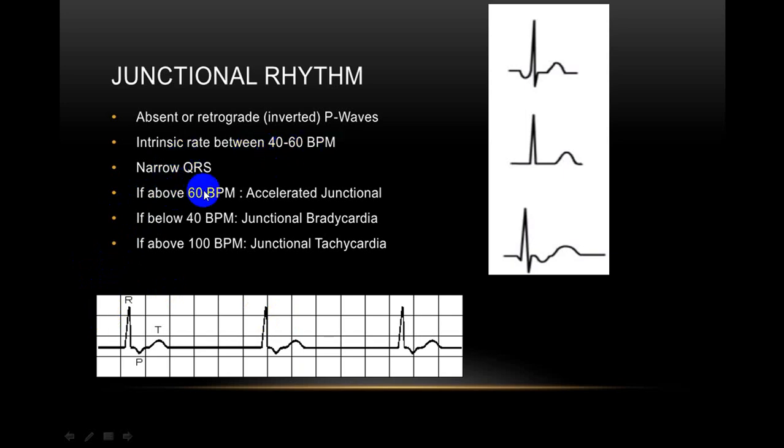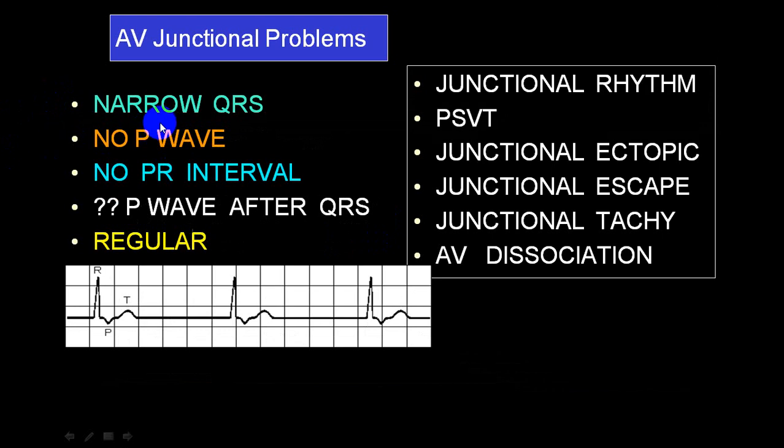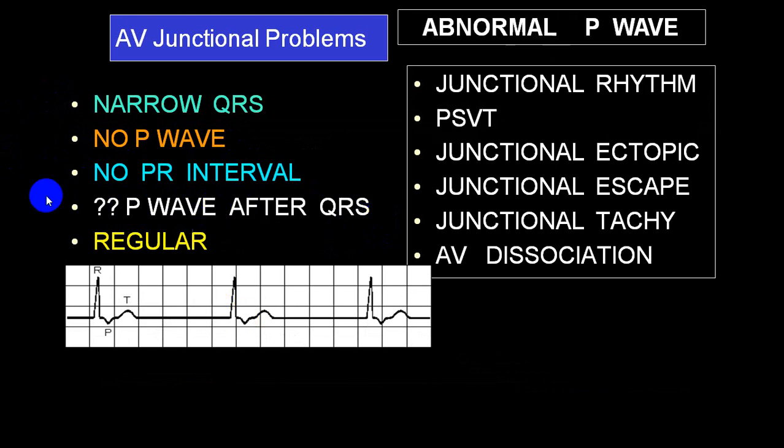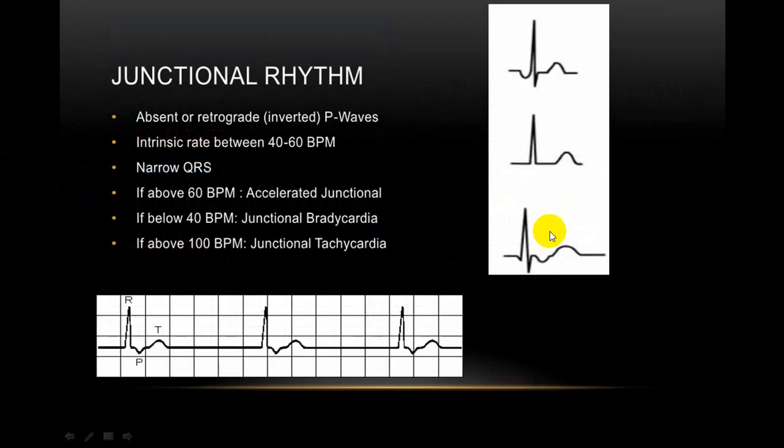If the rate becomes more than 60 but less than 100, we call it accelerated junctional rhythm. If the rate is less than 40, we call it junctional bradycardia. And if the rate is more than 100 per minute, we call it junctional tachycardia. These are the four utilized. So narrow QRS, no P wave. As there is no P wave, you cannot calculate the PR interval. P wave may be just after the QRS complex like this ECG, or P wave may be present just before a QRS complex, which I have already shown you can be before the QRS complex like this.